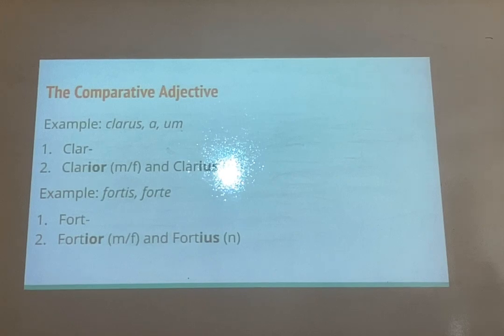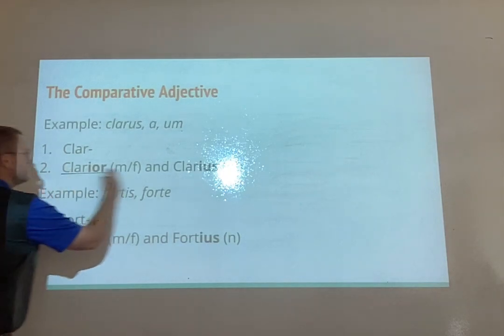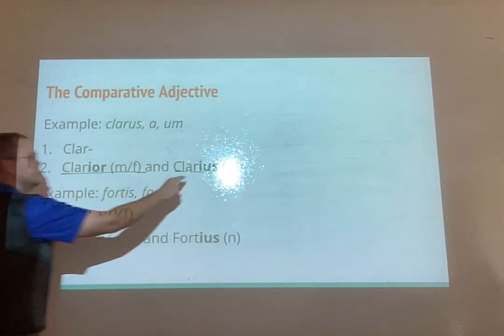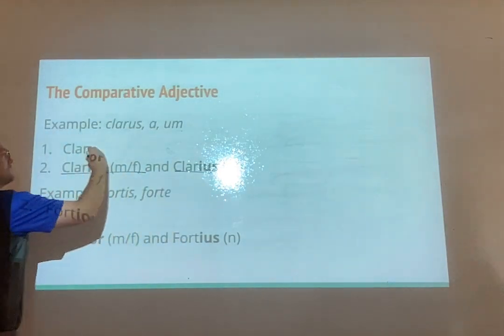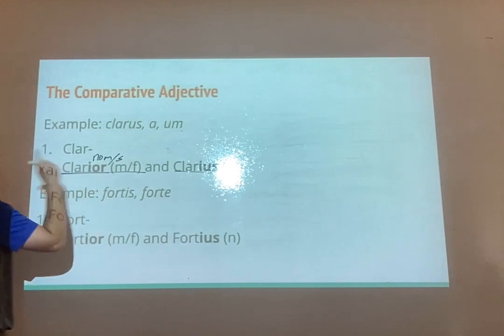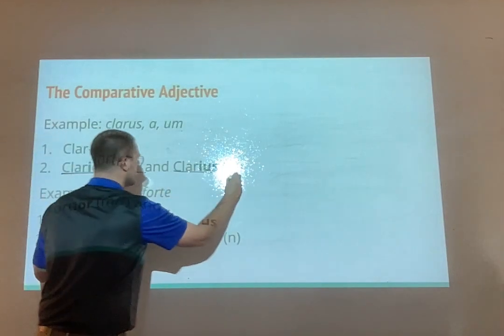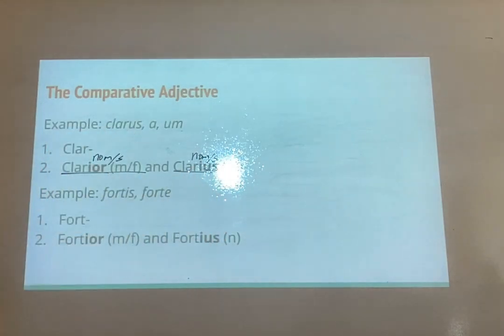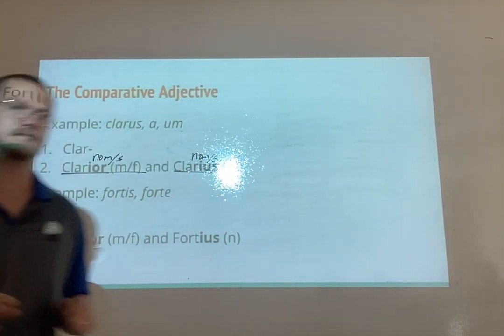Fortior for the masculine and feminine, and fortius for the neuter. But let me emphasize this. Once you shape these, this for the masculine and feminine, and this for the neuter, you only have the nominative singular. This is what it would look like if it's describing a singular subject noun. You've got to remember what I'm about to tell you, though.